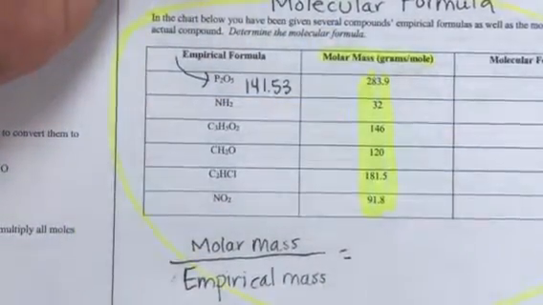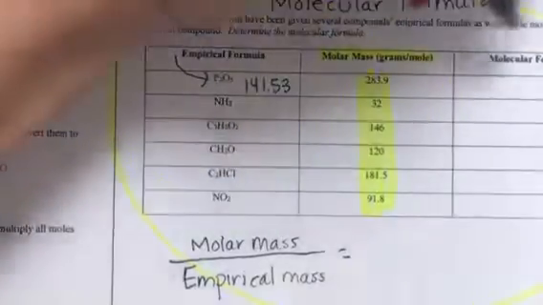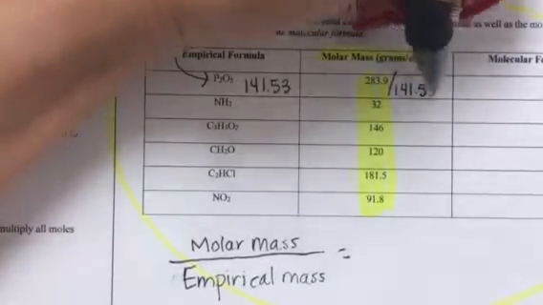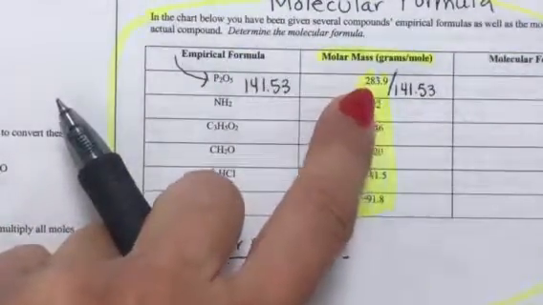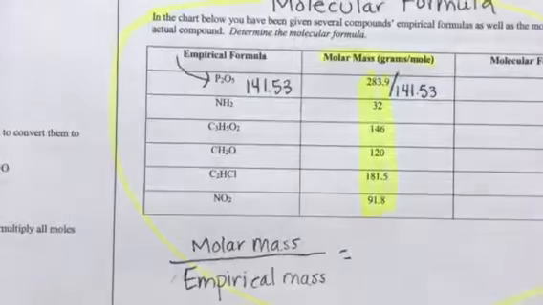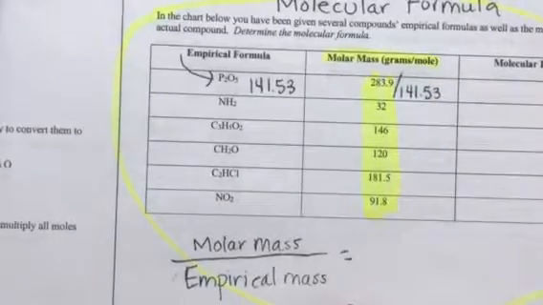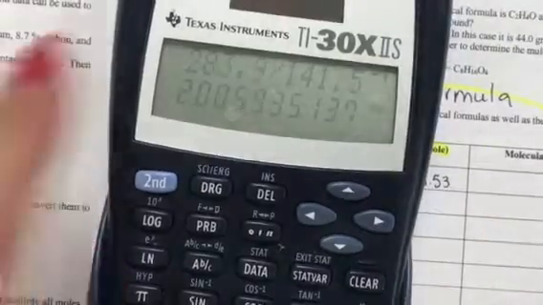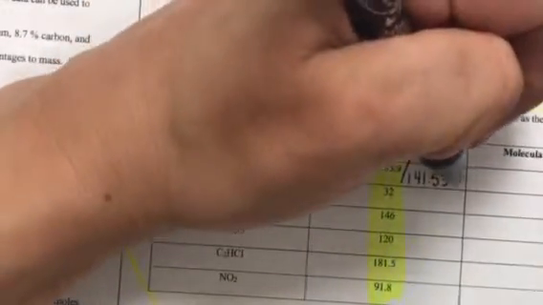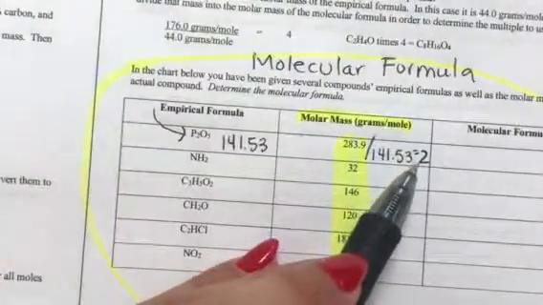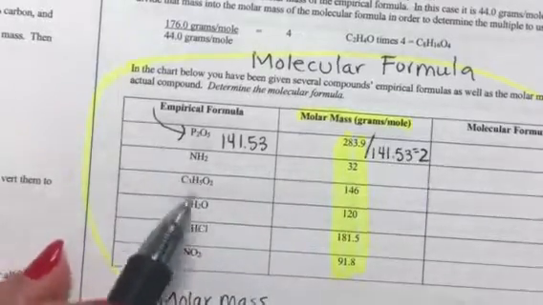So I'm going to go back. The formula says molar mass divided by the empirical mass. So 283.9 divided by 141.53. That little line just means divide. 283.9 divided by 141.53. I'm dividing those two numbers in the calculator. This is what I got. 2.0059. It's fine if you put the number 2. Okay? So whatever number you get after dividing them, this is what you multiply to the original subscripts.